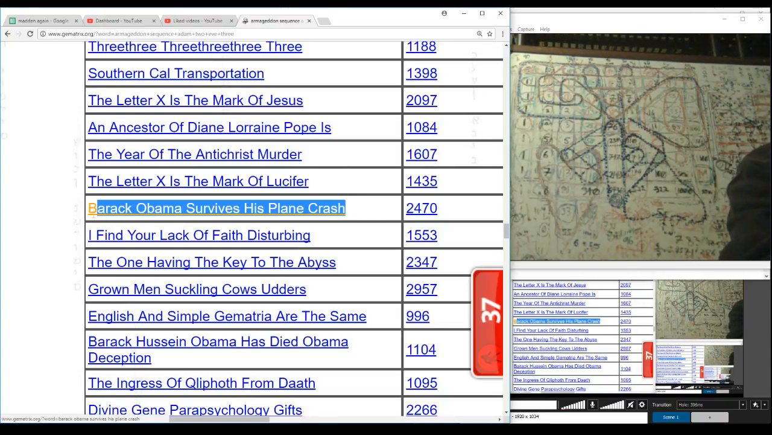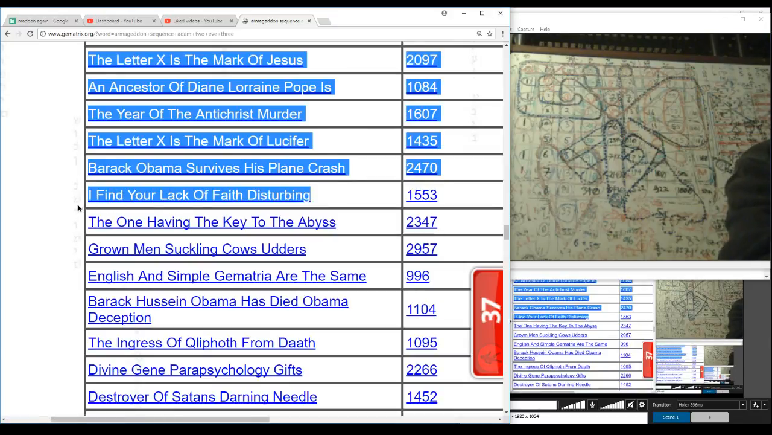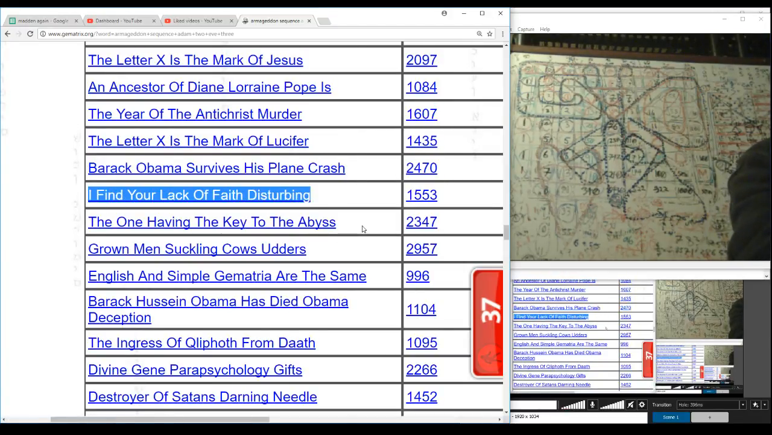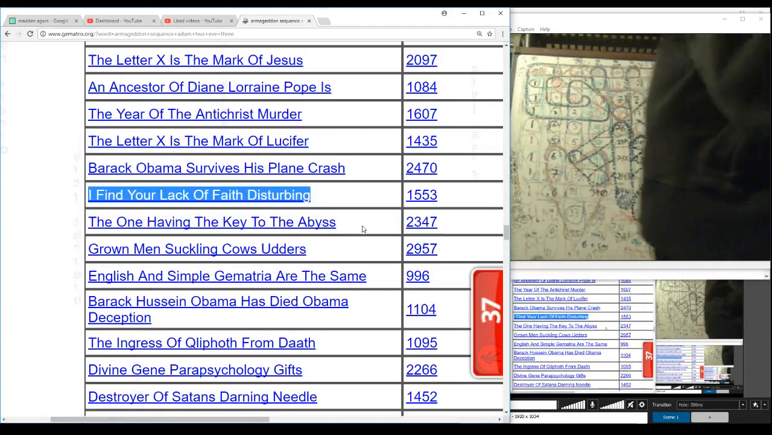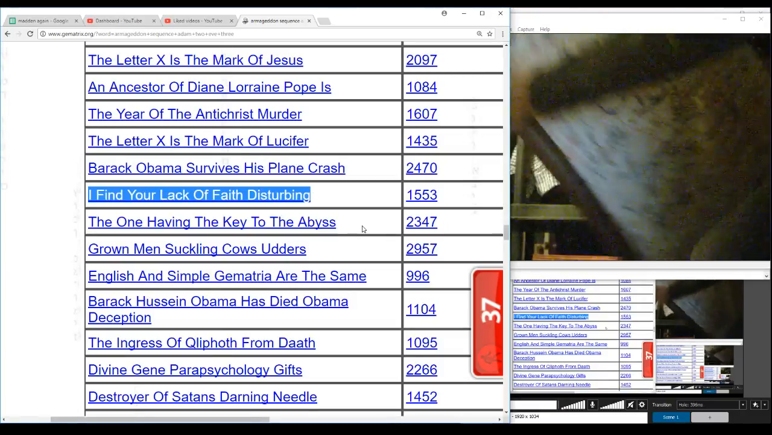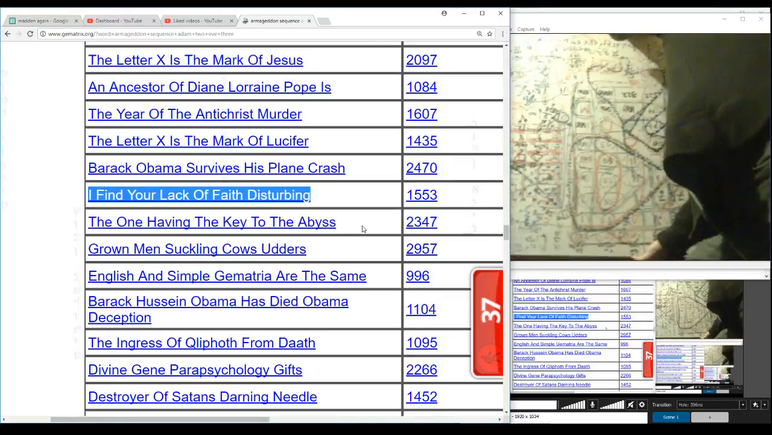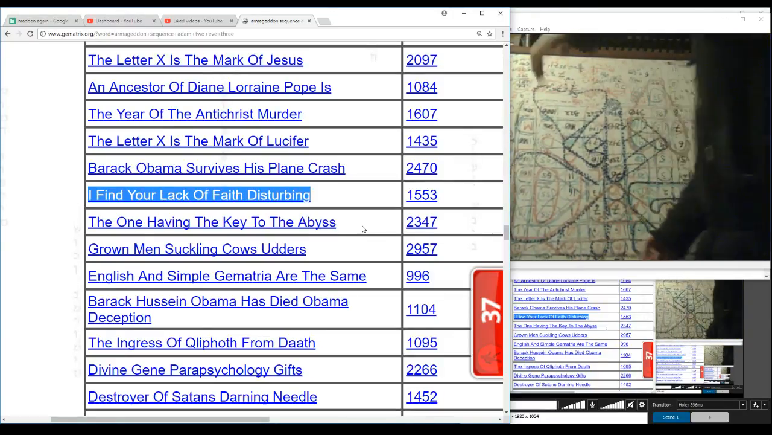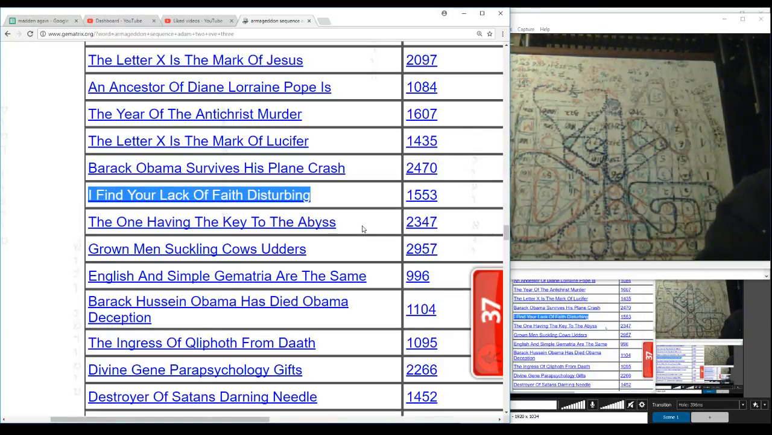Oh, look at that. Barack Obama survives his plane crash. I find your lack of faith disturbing. Wow. Before we continue with the list, I think it'd be proper to have Darth Vader tell you that. I find your lack of faith disturbing.